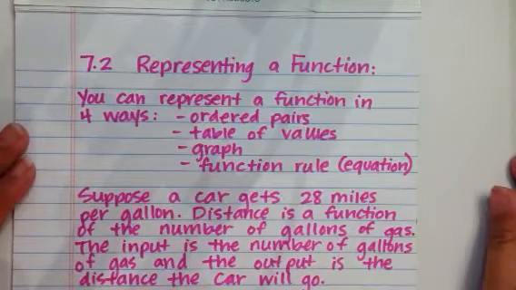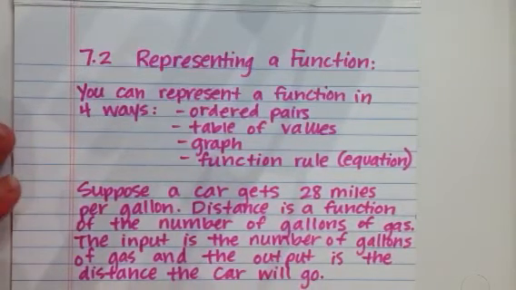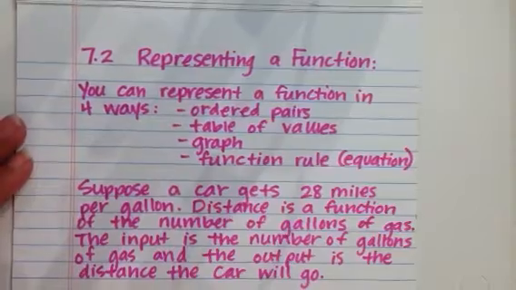Okay, lesson 7.2 is representing a function. You can represent a function in 4 ways. You can list the ordered pairs, you can give a table of values, you can graph it, or you can have a function rule, which is your equation.